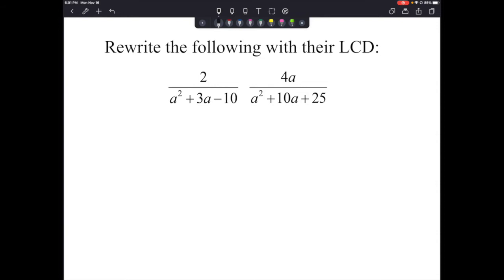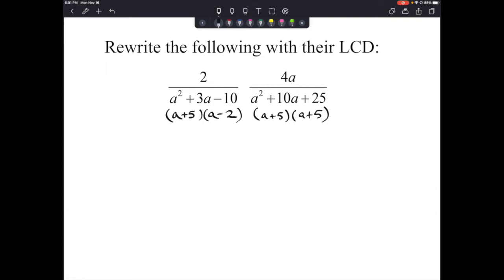Okay, another one here says rewrite the following with their least common denominator. So this is just the same as the last ones. If you would like to pause the video, try it, and then see if you get it right, that might be a good idea. Let's start out by factoring the denominator again. So this denominator should factor into a plus 5 times a minus 2. And on the right side, we should have an a plus 5 times another a plus 5.